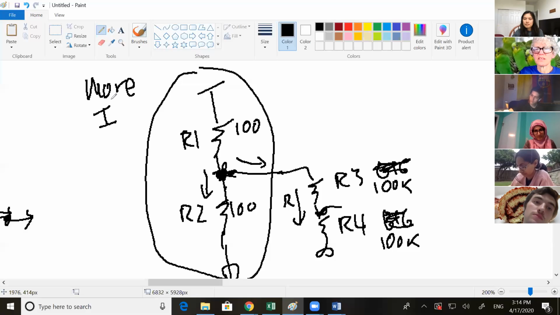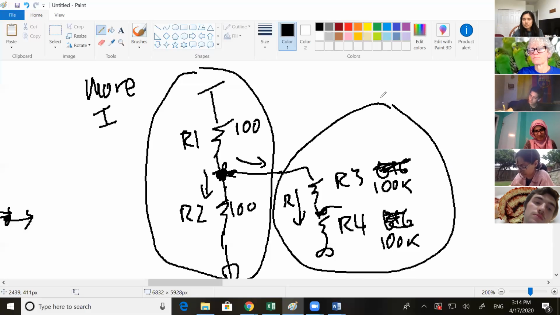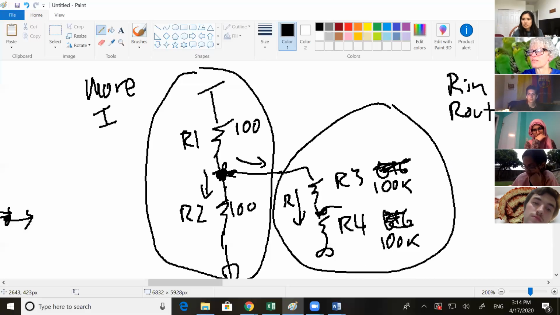But the idea of this question is we've talked about gain, and you have a good feeling for what gain is, but the rest of the quarter we're going to be spending on R in and R out.